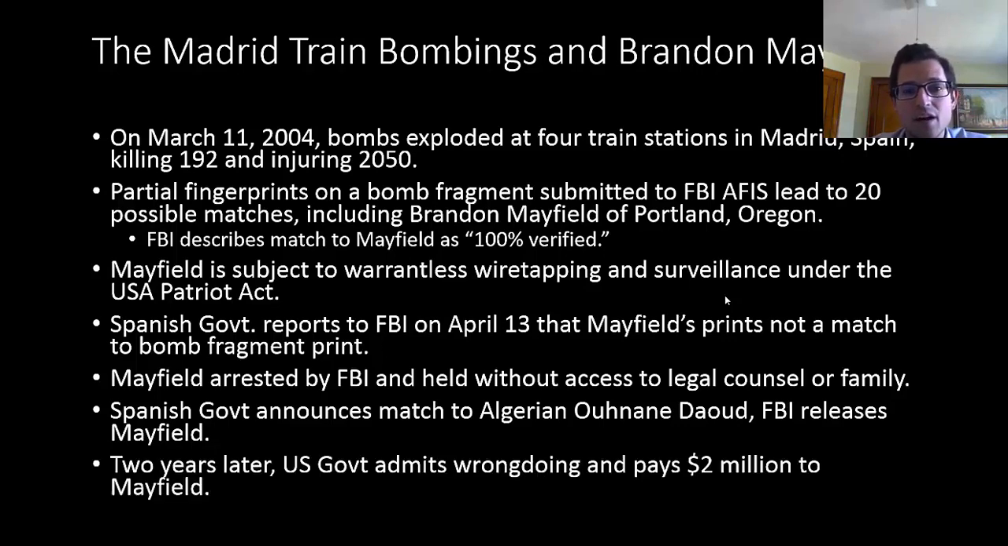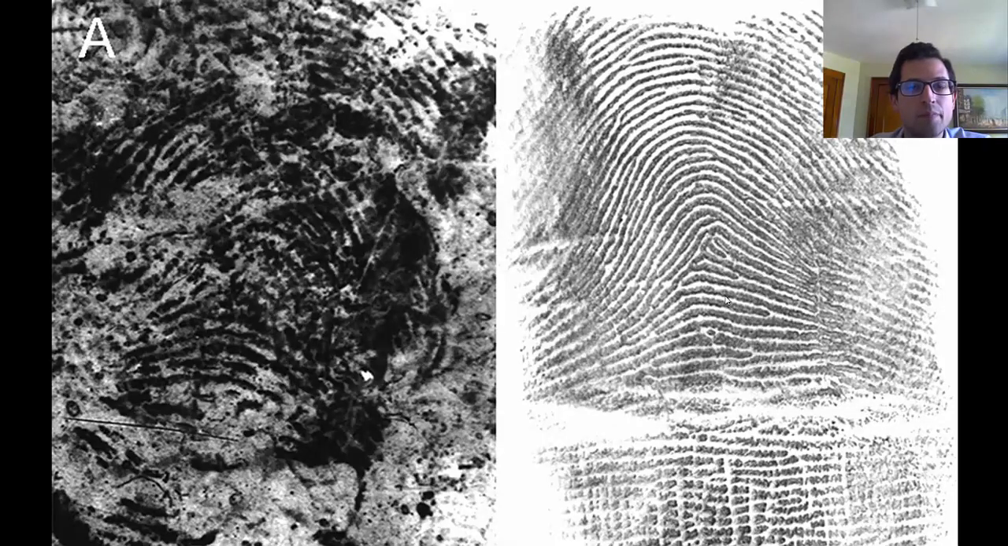So 2 years later, the U.S. government admitted their wrongdoing and they paid $2 million to Mayfield. And I'd like to show you the fingerprints that they used in making their 100% verified assessment. So this is Brendan Mayfield's actual inked fingerprint on the right, and on the left is the latent print which was recovered from a bomb fragment at one of the Madrid train bombings.